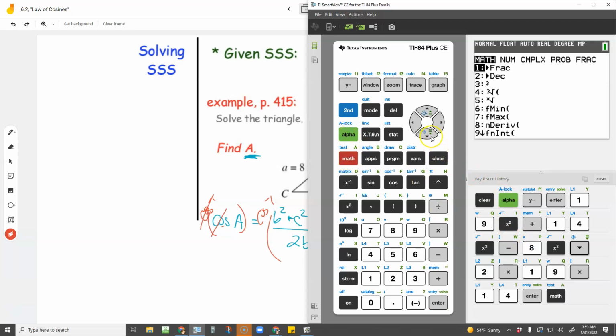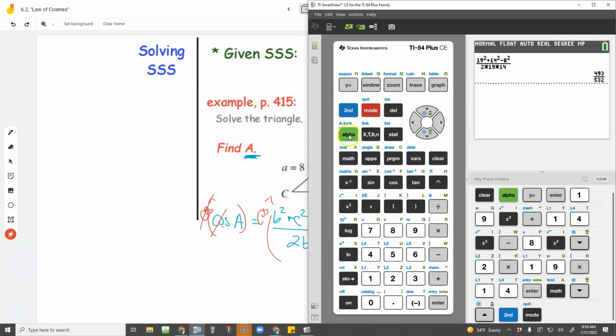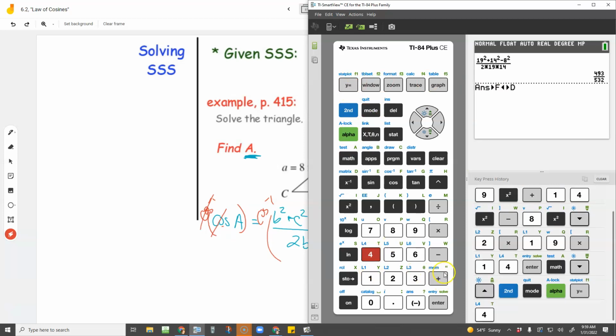Math? Okay, you could go down to number 2. I don't know about you, that's a little annoying, but yes, you could. You could definitely do math and then decimal. The other way is alpha y equals, and you could hit this number 4. Either way, fraction to decimal, decimal to fraction, it does it all. Boom, there he is.